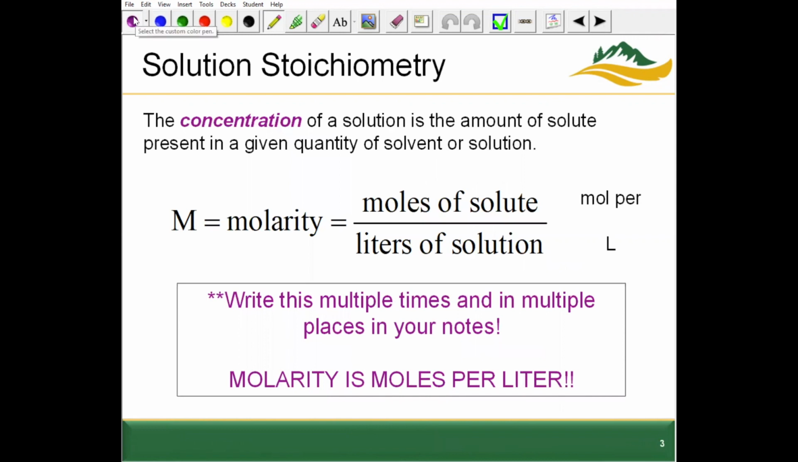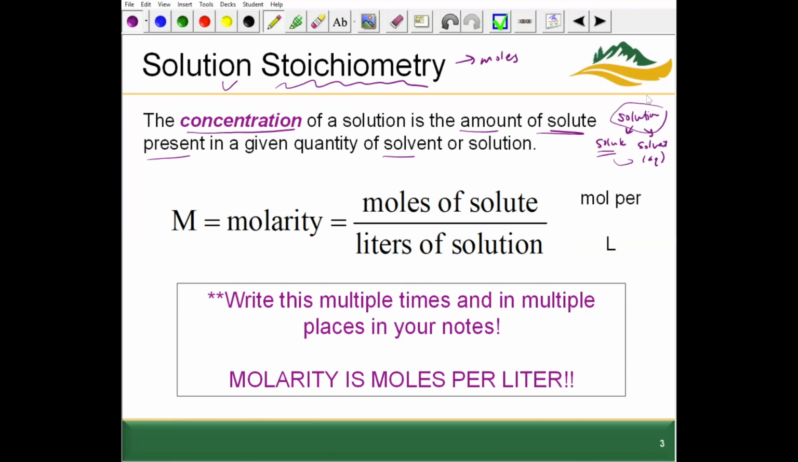Before working with molarity, let's define concentration. This gets into the broader concept of solution stoichiometry. We're thinking about moles in solution. The concentration of a solution is the amount of solute present in a given quantity of solvent or solution. A solution is composed of a solute and a solvent, typically water for a solvent, but we can see other kinds of solvents as well, and then different solutes dissolved in that solvent. Altogether, that makes up a solution.